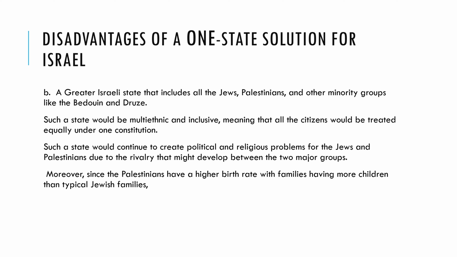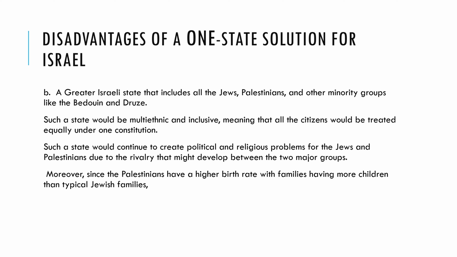The other plan is Plan B, which is a greater Israeli state that includes all the Jews, Palestinians, and other minority groups like the Bedouin and Druze. Such a state would be multi-ethnic and inclusive, meaning that all the citizens will be treated equally under one constitution. Such a state would continue to create political and religious problems for the Jews and Palestinians due to the rivalry that might develop between the two major groups.